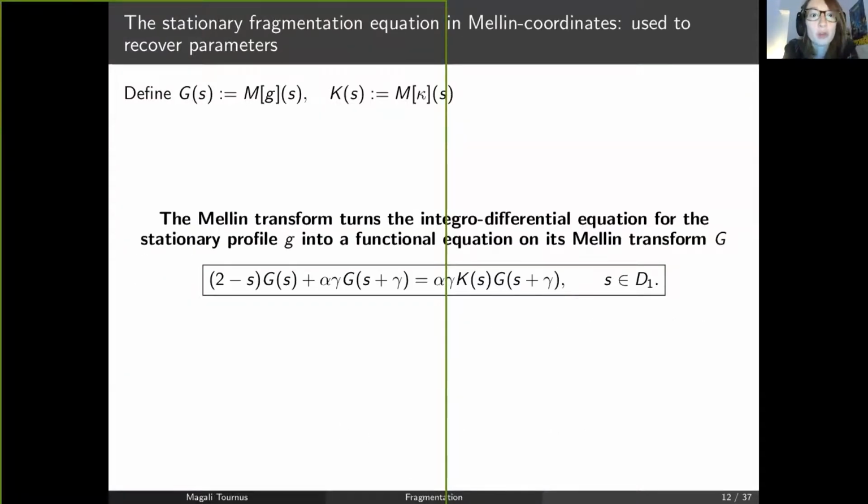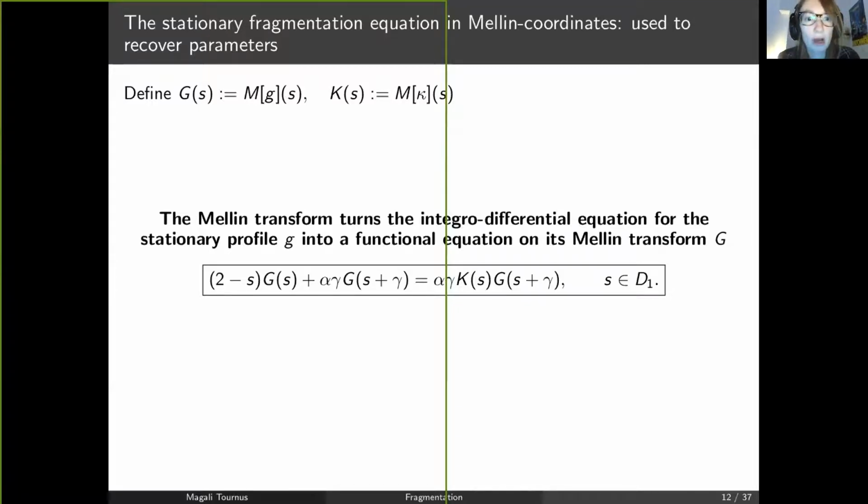Okay, so the Mellin transform, we used it to turn our linear integro-differential equation, whose solution is a stationary profile G, into a functional equation on the Mellin transform of G. So I define capital G as the Mellin transform of G and capital K as the Mellin transform of the kernel kappa. Now D1 is just the domain of kappa and of K and G. If we look at this equation, we can see it in two different ways.